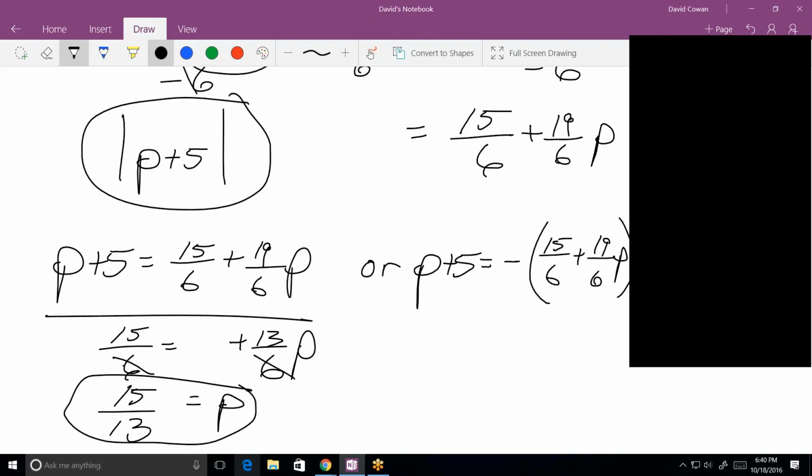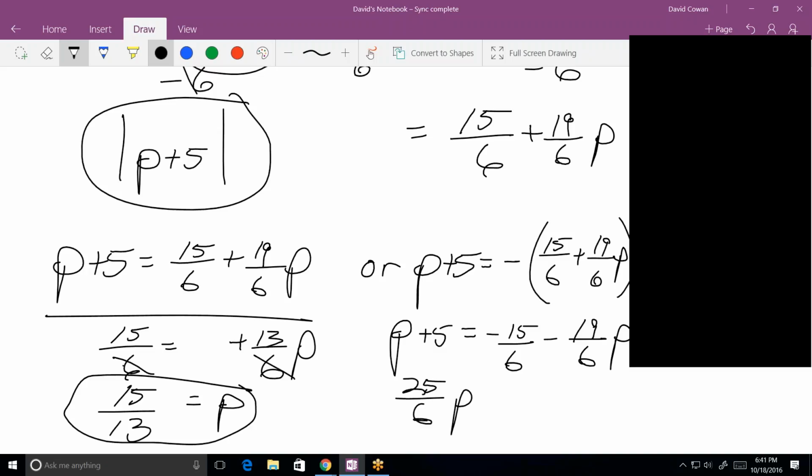Now I got to go to the second part. First of all, get rid of the parentheses. So I got p plus 5 equals minus 15/6 minus 19/6 p. Now I'm going to take this p on the right side and move it to the left because it'll be positive that way. So this is 6/6 p plus 19/6 p. I'm going to have 25/6 p over here.